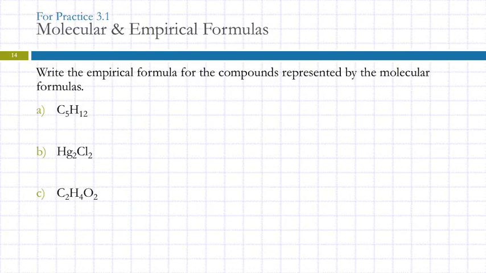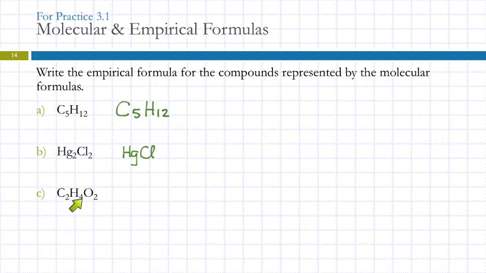So write the empirical formula for the compounds represented by these molecular formulas. If the molecular formula is C5H12, what's the empirical formula? It's the same, right? C5H12. Those subscripts have to be whole numbers. A ratio of 5 to 12 cannot be simplified. There's no common factors. How about Hg2Cl2? HgCl. The lowest ratio is 1 mercury atom to 1 chlorine atom.